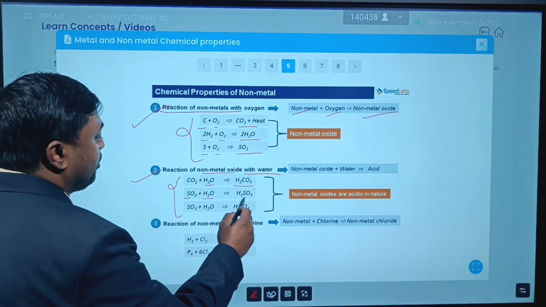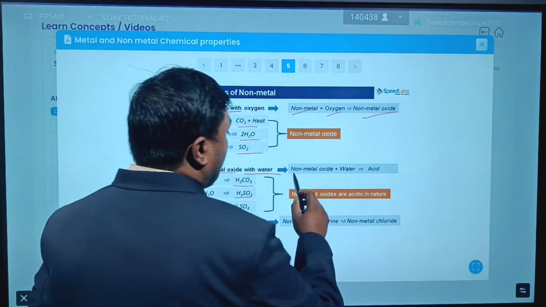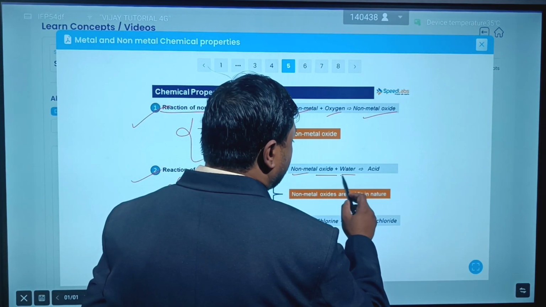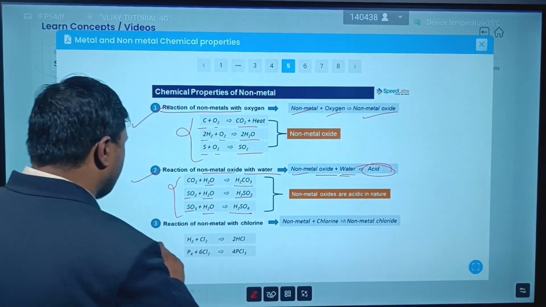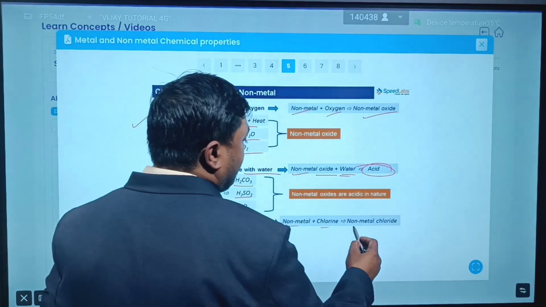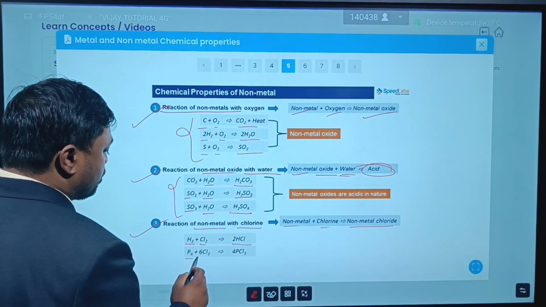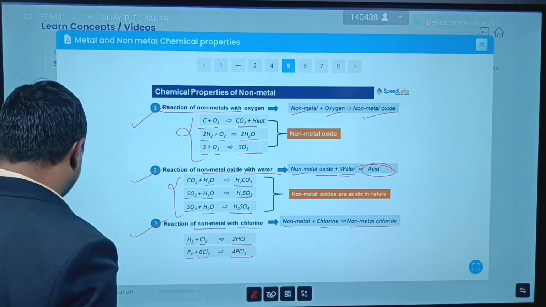SO2 reacts with water, giving you what? Sulfurous acid. SO3 reacts with water, giving you sulfuric acid. So non-metal oxides react with water to give you an acid. Yes or no? Reaction of non-metals with chlorine. Yes, some non-metals react with chlorine to give you a non-metal chloride. For example, hydrogen plus chlorine gives hydrogen chloride, and phosphorus plus chlorine gives phosphorus chloride.